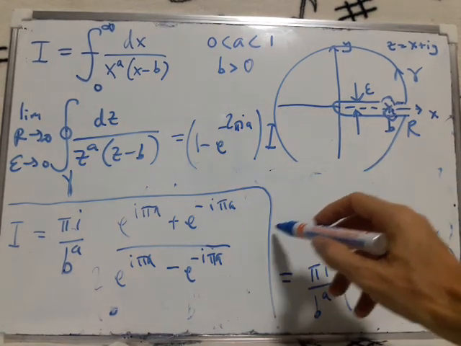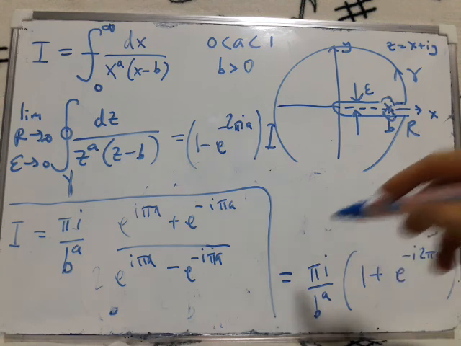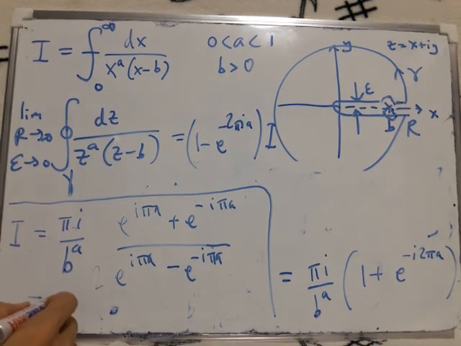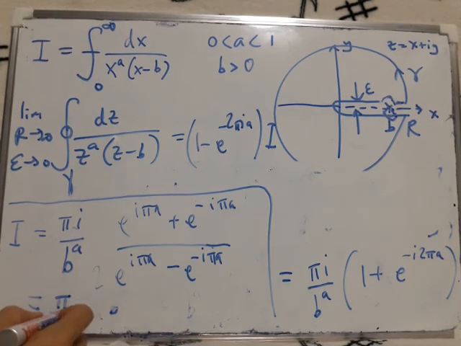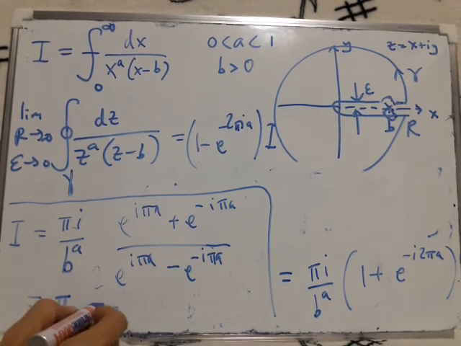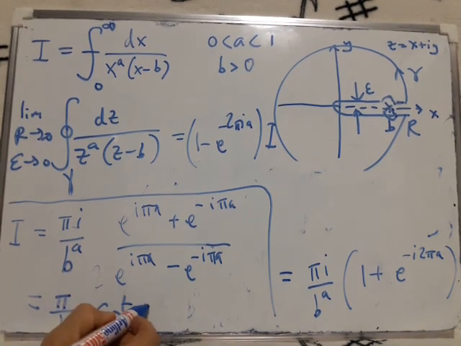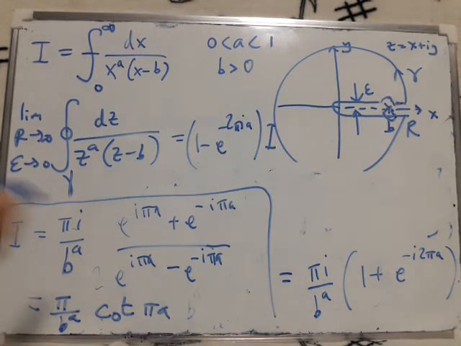So this is equal to pi over b to the power a times cot of pi a, is the final answer.